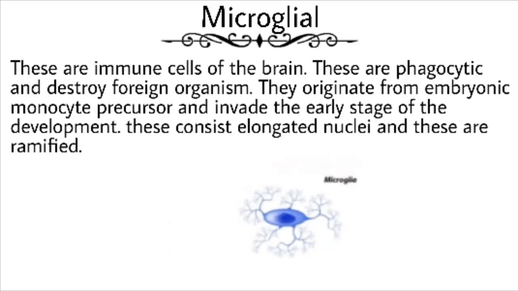But oligodendrocytes form myelin sheath around 50 neurons at one time. And it is a very important thing that you should keep in your mind.